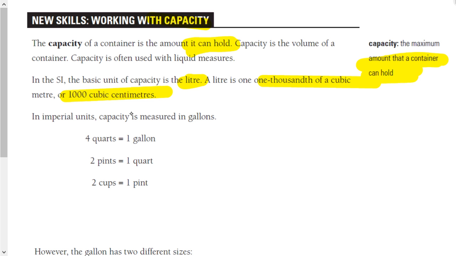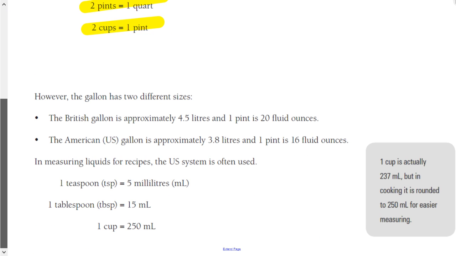In imperial units, the capacity is measured in gallons. So we have 4 quarts is equal to a gallon, 2 pints is equal to a quart, and 2 cups is equal to 1 pint. However, the gallon has 2 different sizes. The British gallon is approximately 4.5 liters, and 1 pint is 20 fluid ounces. The American gallon is approximately 3.8 liters, and 1 pint is 16 fluid ounces.